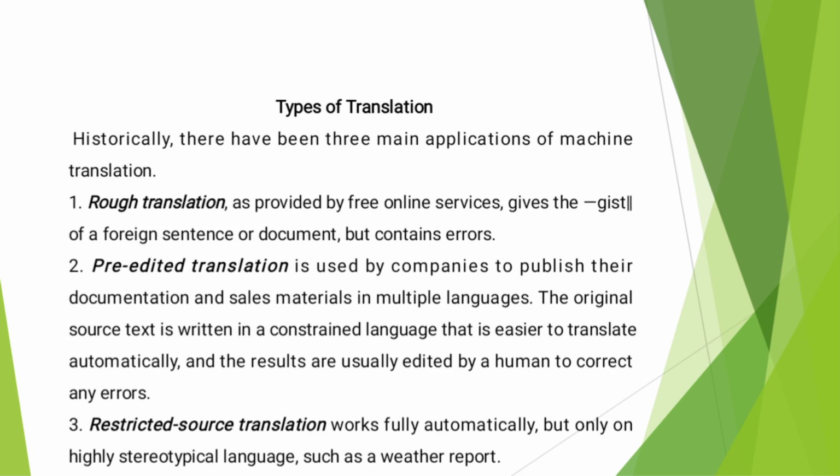Pre-edited translation is used by companies to publish their documentation and sales materials in multiple languages. The original source text is written in a constrained language that is easier to translate automatically, and the results are usually edited by a human to correct any errors. The next one is restricted source translation. It works fully automatically, but only on highly stereotypical language such as weather reports.